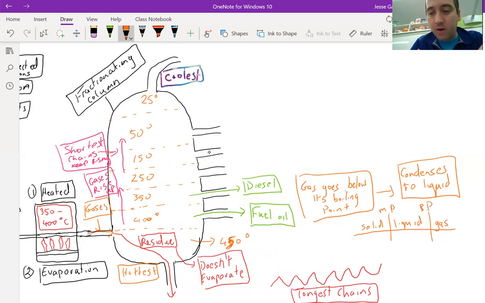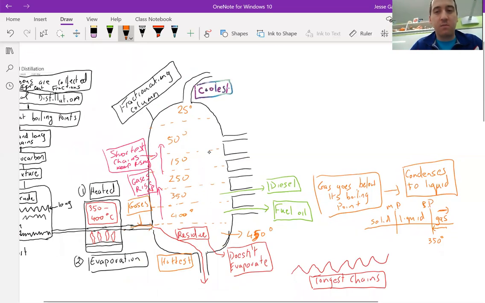So if the boiling point is 350 degrees, then when it goes above 350 degrees, it's going to turn into a gas as it reaches its boiling point. But also when it goes back below 350 degrees, it's going to go back to a liquid. So the ones with the highest boiling points turn into a gas at the highest temperatures, but they also turn back to a liquid at the highest temperatures. That's something that we can sometimes mix up, okay?